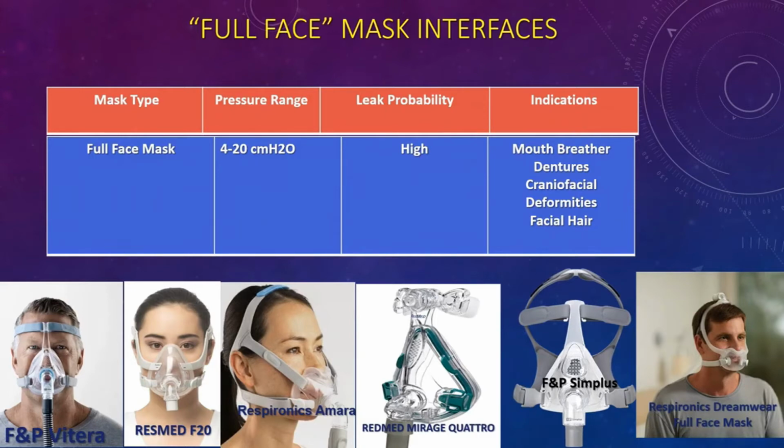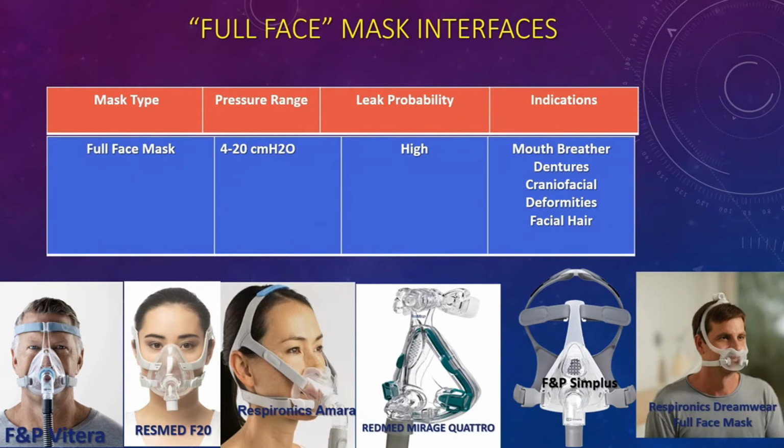The design of the mask allows for pressures to range from 4 up to 20 and beyond, with leak probability being high as the pressure gets higher. The indications for the full face mask are for mouth breathers, patients that have dentures, patients that have craniofacial deformities, and patients that have beards.